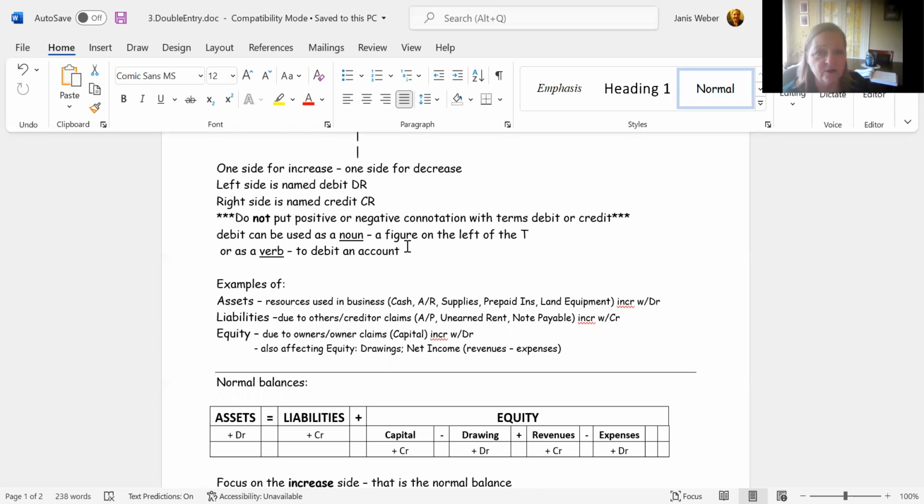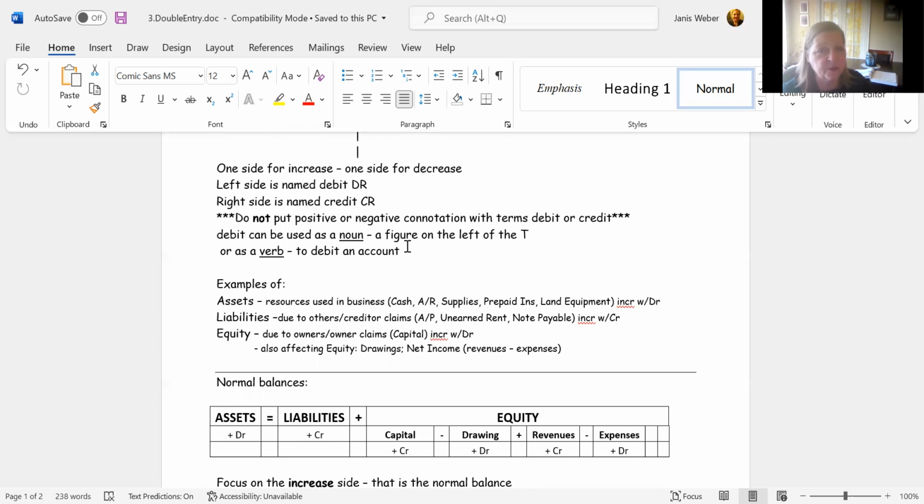And then equity accounts, if it's increasing equity, it posts as a credit when it increases. But if the transaction you're dealing with is decreasing equity, it's going to post as a debit. All right, so because equity has several accounts under it that are part of it, it's sort of like an umbrella.